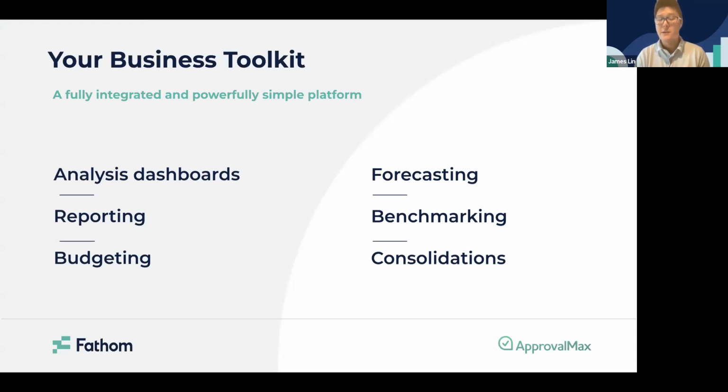So the benchmarking feature allows you to compare and rank different entities against each other, which is fantastic for franchise groups particularly. And you also have the ability to create consolidated groups, including multi-currency consolidations, which we have received a lot of feedback from customers that can be a huge time saver, particularly if you're using something like Excel for those consolidations. Next, please.